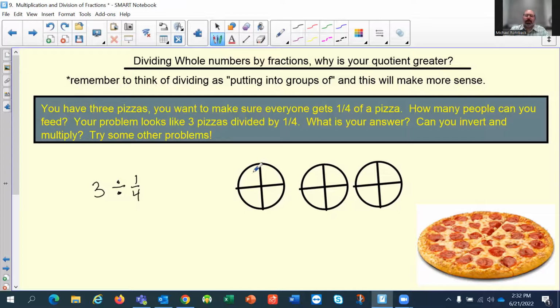We divided into quarters. How many pieces do we have? We got 1, 2, 3, 4. Second pizza, 5, 6, 7, 8 quarters. 9, 10, 11. We have 12 quarters. We know the answer is 12.